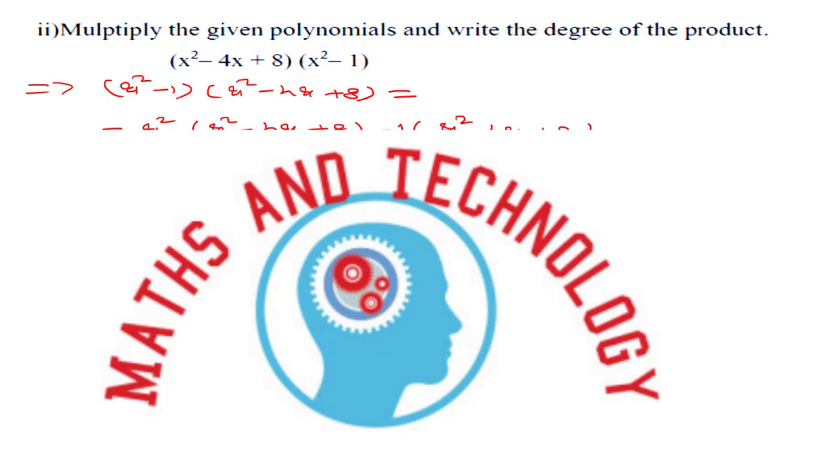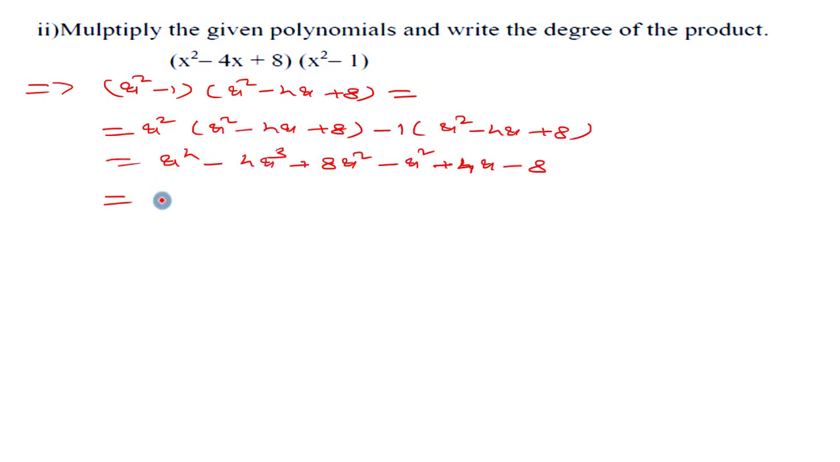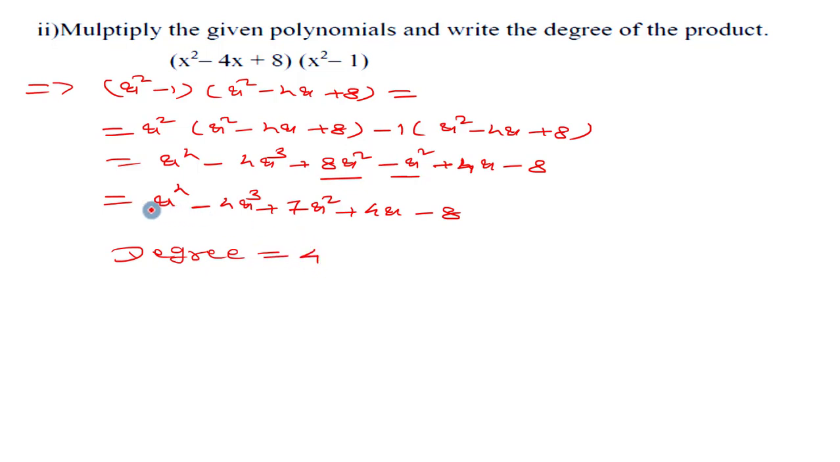Now similar terms: x fourth term only one, x fourth. Cube term only one, minus 4x cube. Square term 8x square minus x square, that is plus 7x square, and x term 4x only one, minus 8. Write the degree of the product. So degree equals the degree of this answer, degree equals 4. The highest power is the degree of the polynomial.